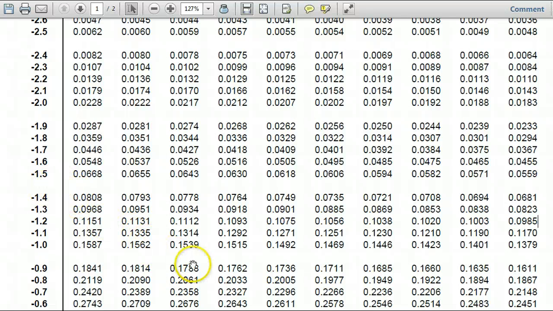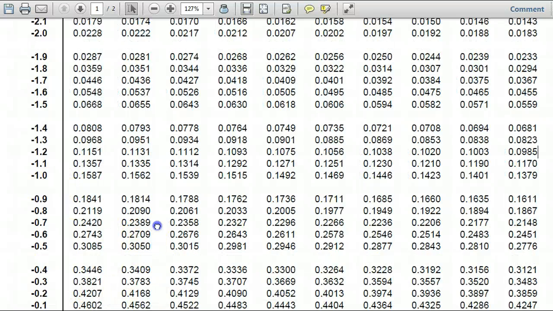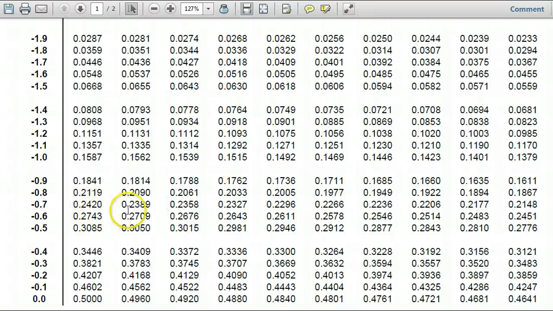Okay, so here we're on the negative side. I see 0.2, 0.24, 0.27. So it's going to be between these two values. Remember, I'm looking for 0.2500. Well, this is 14 away from it, but this, let's see, 85 would have been 15, so this is like 17 away. So the 0.2514 is a little closer.